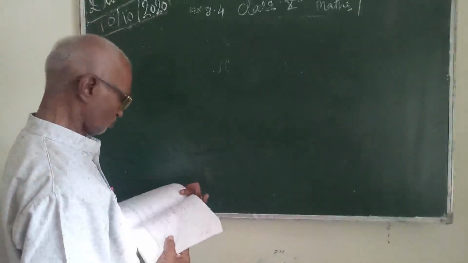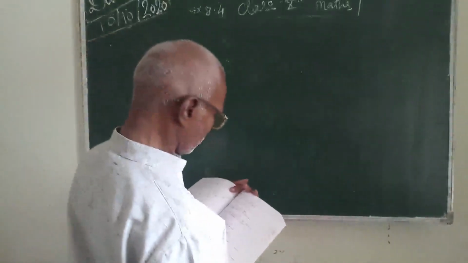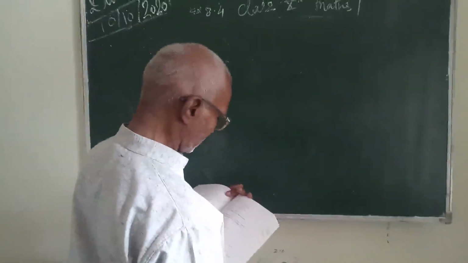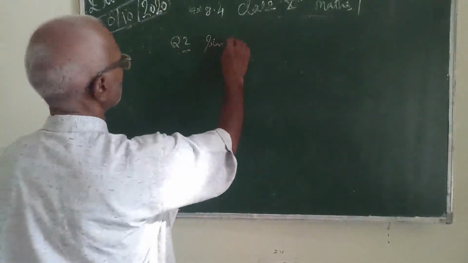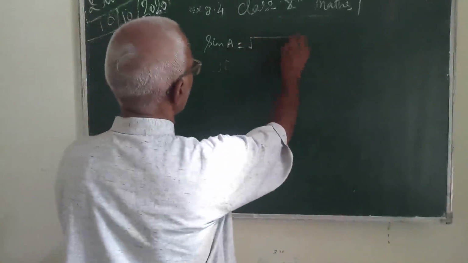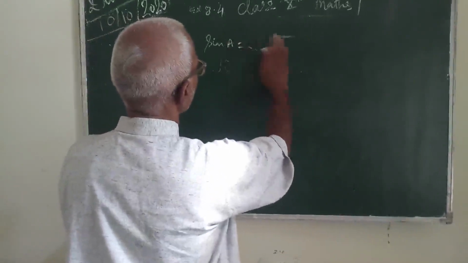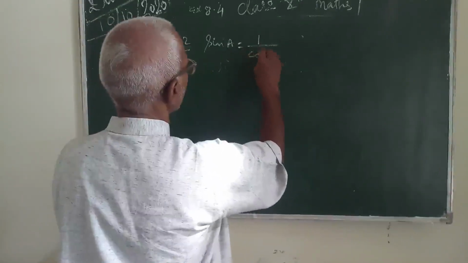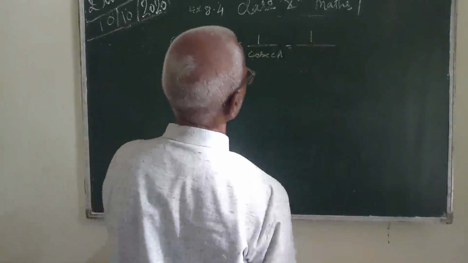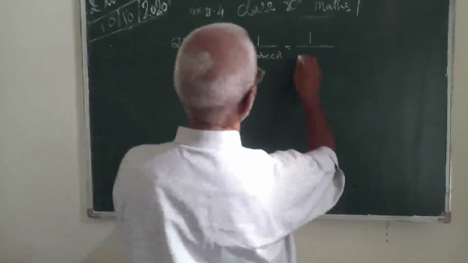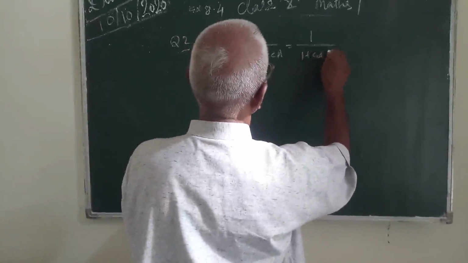That is question 1. Question 2. Write all the other trigonometric ratios of angle A in terms of sec A. Sin A in terms of sec A. Sin A is equal to root of, can be written here as 1 upon cosec A. Cosec A can be written as root of 1 plus cot square A.